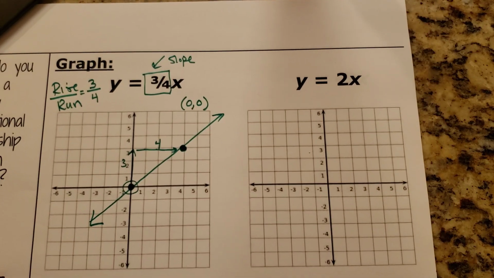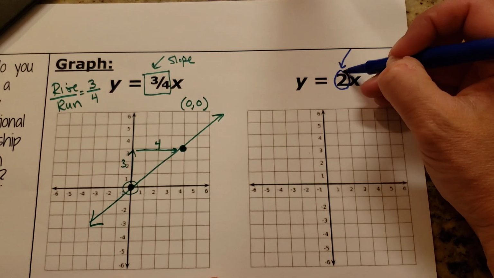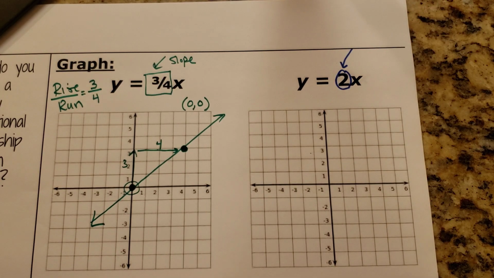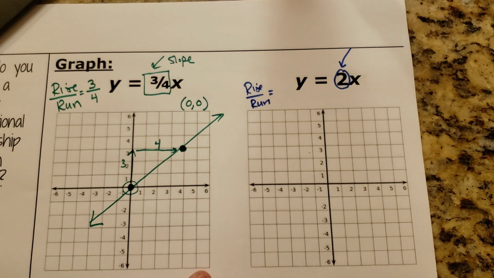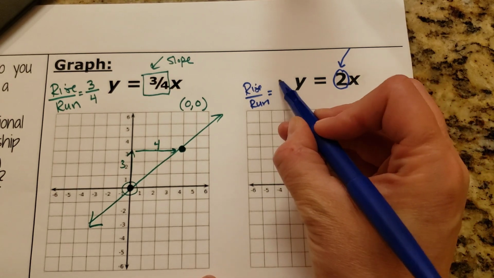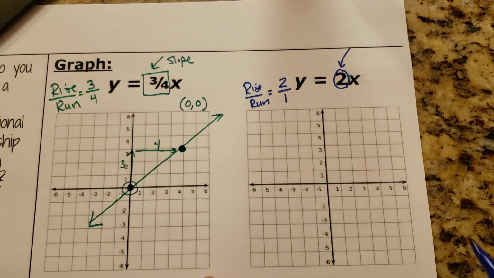What about this one where it says y equals 2x? What's the slope on this one? You guessed it, it's 2. Now remember, with the slope, we need a ratio of rise to run. And we only see one number. It's 2. Can we make 2 into a fraction? You bet we can. 2 over 1. Any number can be written as a fraction with 1 as the denominator.